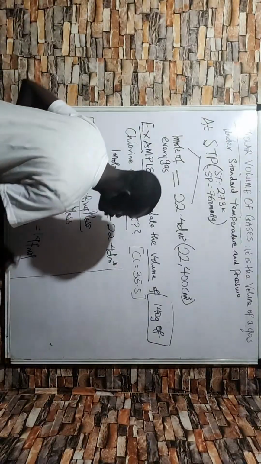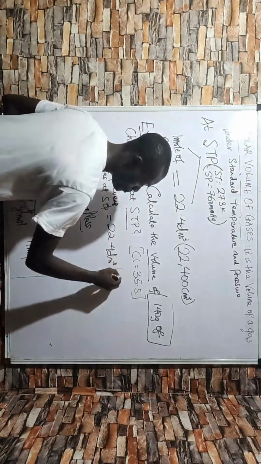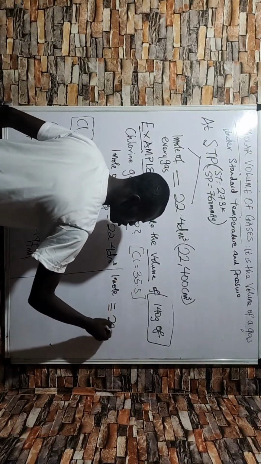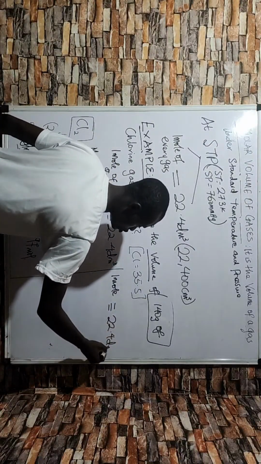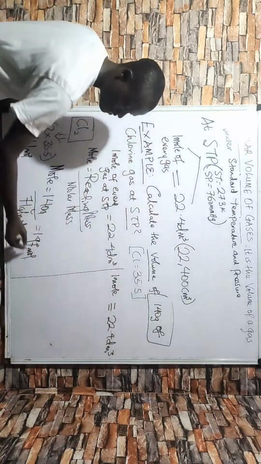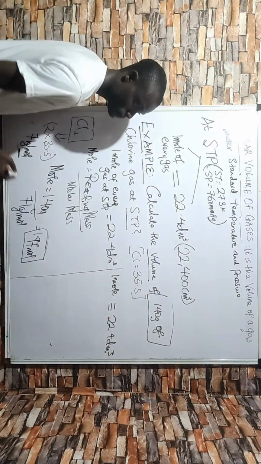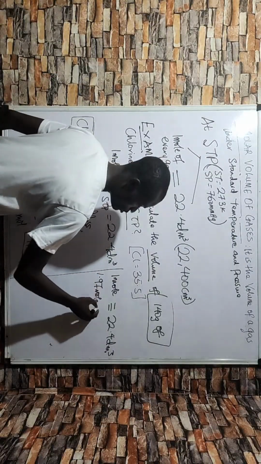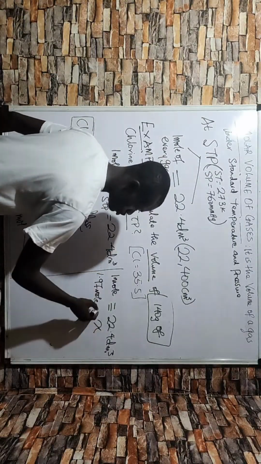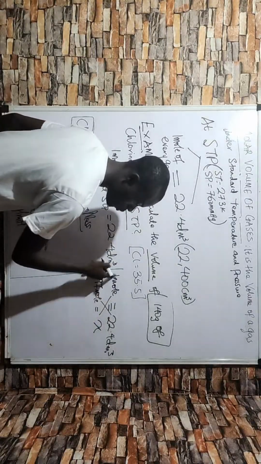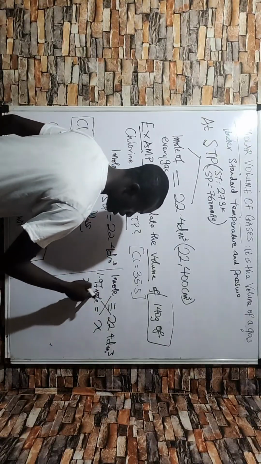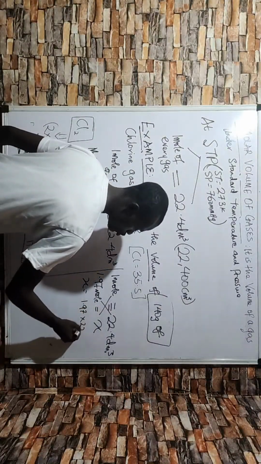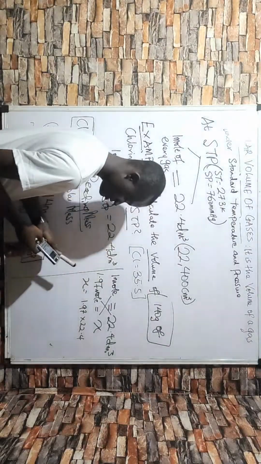Now again, we establish the fact that 1 mole of every gas will occupy a volume of 22.4 dm cube. But in this case, what we have is 1.97 mole. So 1.97 mole will be equal to what? X. We are going to cross multiply. 1 times x is x. Then we multiply this times this, so that will be 1.97 times 22.4. So we are going to multiply that now.